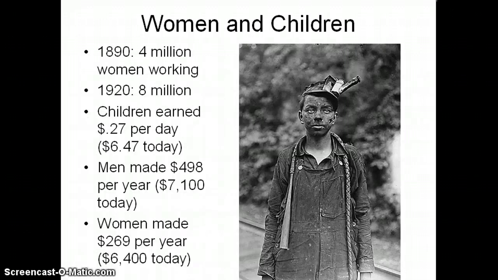Women and children joined the workforce en masse in the late 1800s. In 1890, there were 4 million women in the workforce. By 1920, there were more than 8 million. On average, children earned 27 cents a day, men made $498 per year, and women made $269 per year. With a combined income, these men and women would barely be above the poverty line by today's standards.